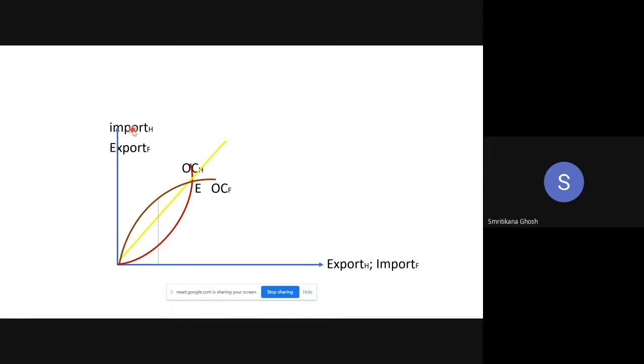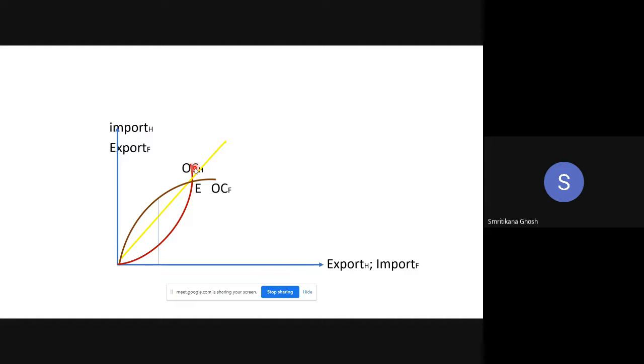And just opposite on the vertical axis. On the vertical axis, what is import of the home country is the export of the foreign country. So these things are there along the axis. And as we discussed, this is the offer curve. There are two brown lines actually. The reddish brown, this one, is the offer curve of the home country.